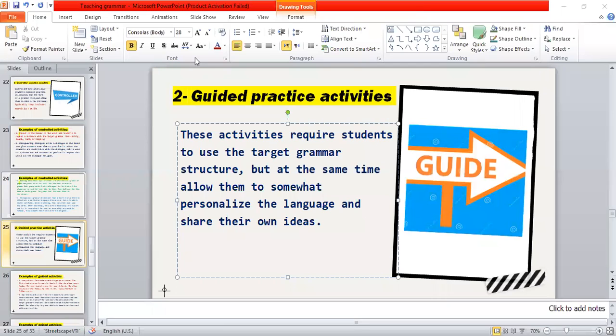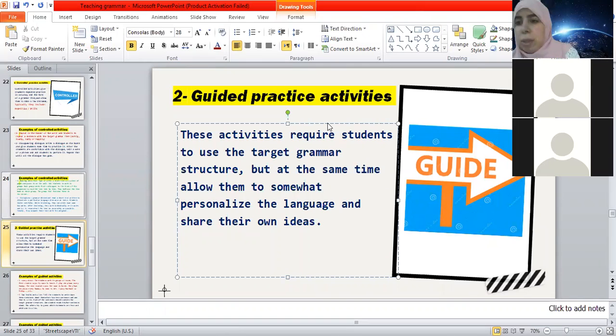Okay, let's do the guided practice activity, the second type. Now students don't have a problem with the accuracy, don't have a problem with the form. We move to another type of activity, guided practice. And here students use the target grammar structure, but at the same time are allowed somehow to personalize the language, and share somehow, not completely.